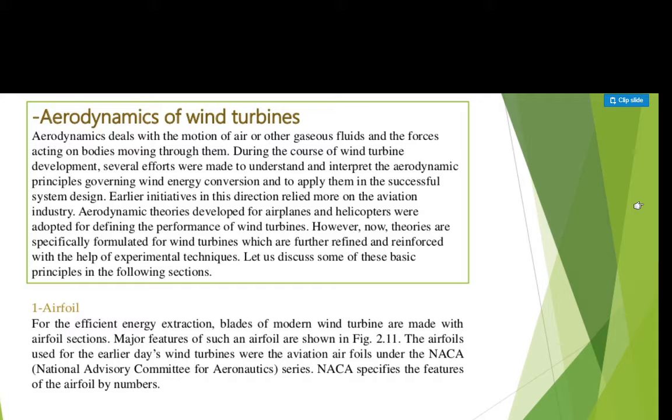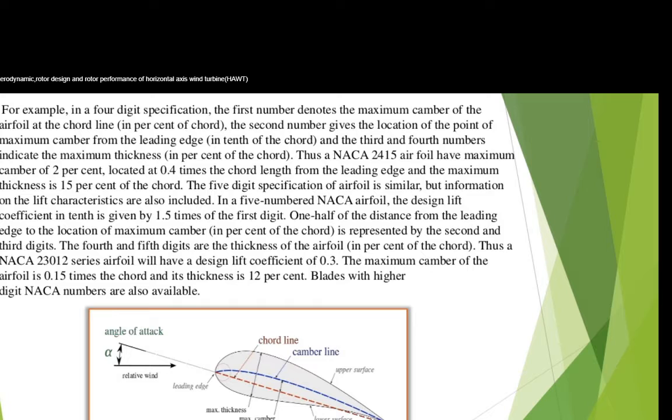The major features of such airfoils: the airfoils used in the earlier days of wind turbines were aviation airfoils under the National Advisory Committee for Aeronautics series, NACA, which specify the features of the airfoils by numbers. This is one blade of a wind turbine, and we study the specifications for the blade: the angle of the blade or angle of attack of the wind, the maximum thickness, maximum camber, chord line, camber line, upper surface, trailing edge and lower surface.